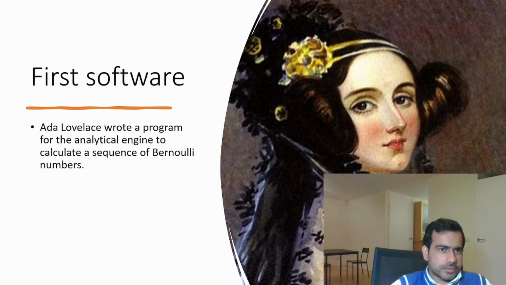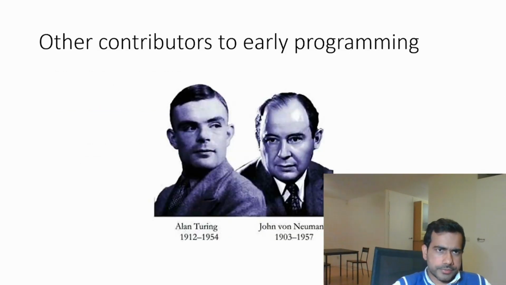So the first software was written by Ada Lovelace, as we said. This is a photo. I think she was born to one of the finest writers in England of that time. I don't remember his name. Her father was a very famous person in England, and I think her mother was also a mathematician. So she wrote the first software ever, which was used to calculate the sequence of Bernoulli's numbers.